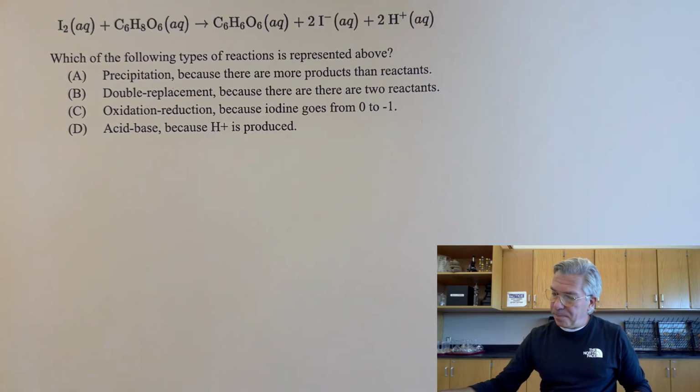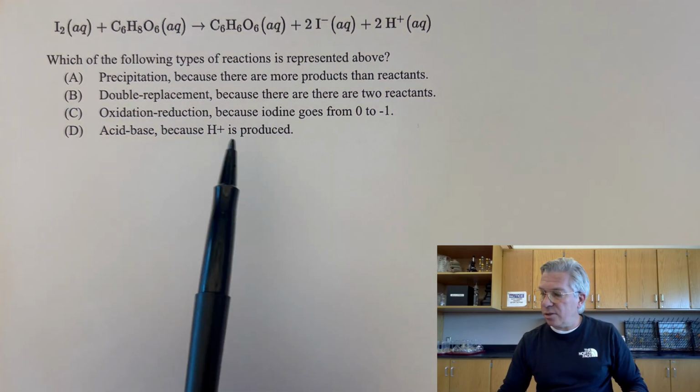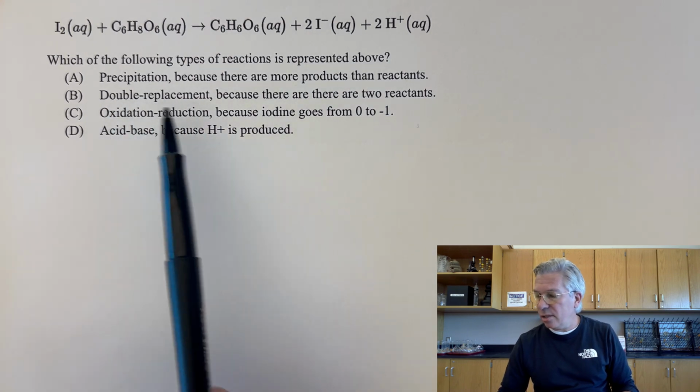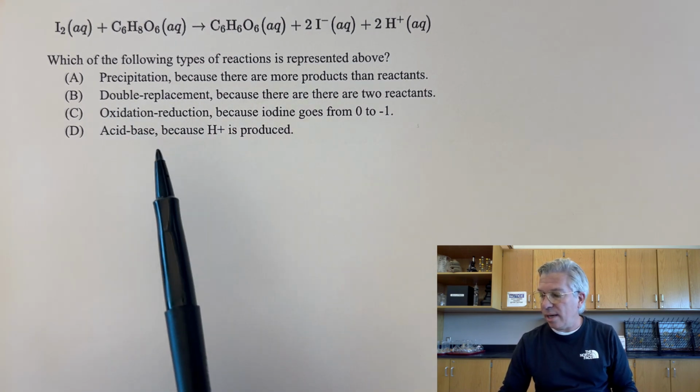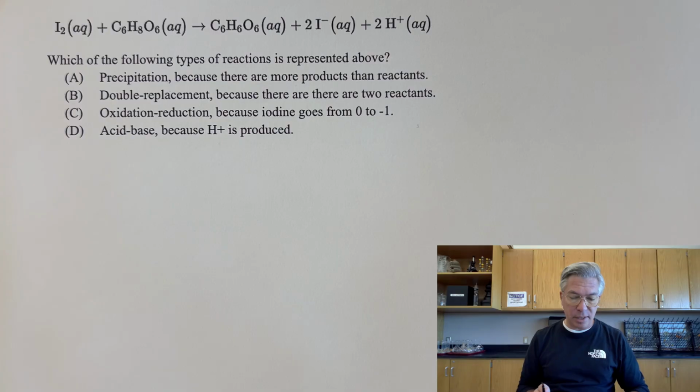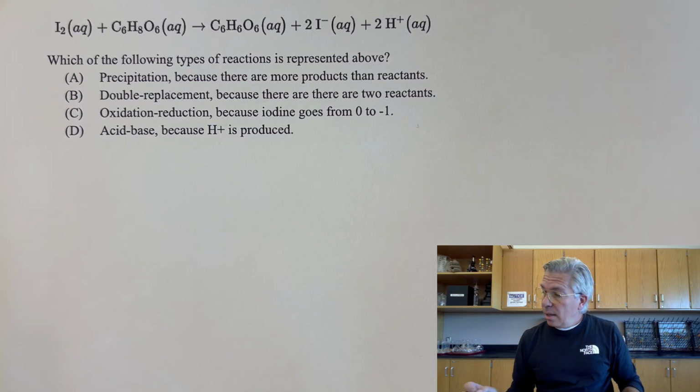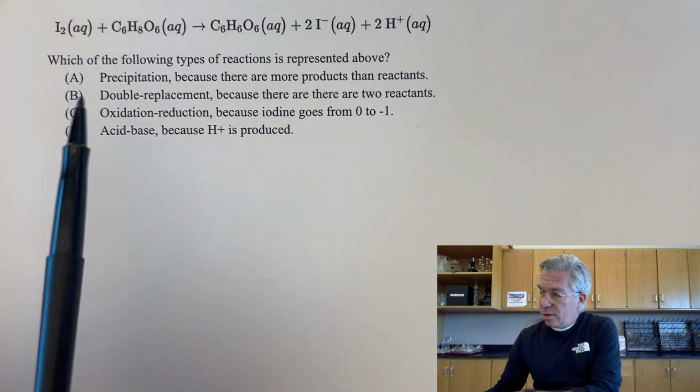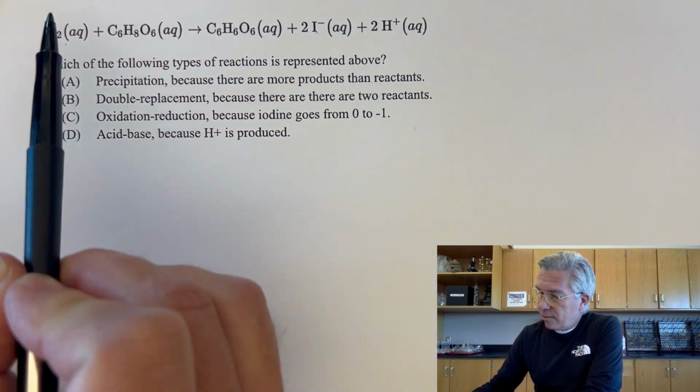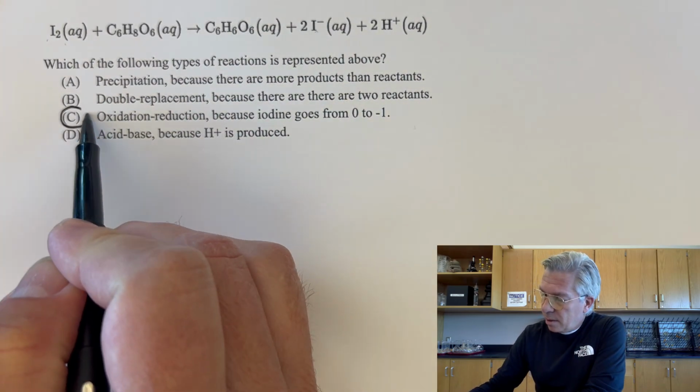All right, you try one. Which of the following types of reactions is represented above? Precipitation, double replacement, oxidation reduction, or acid-base? Take a moment, pause the video, and see if you can get it. And if you correctly noted that iodine is changing charge from 0 to -1, you get an oxidation reduction reaction.